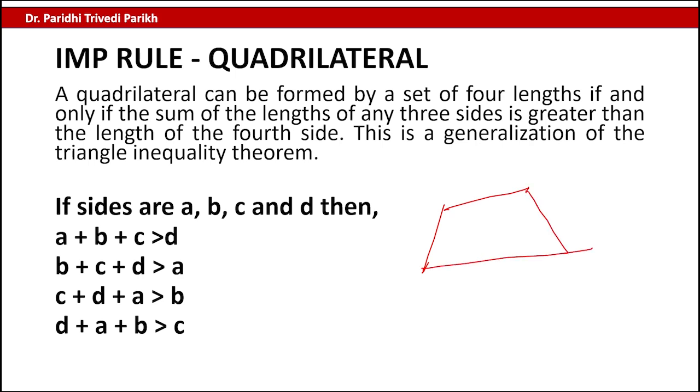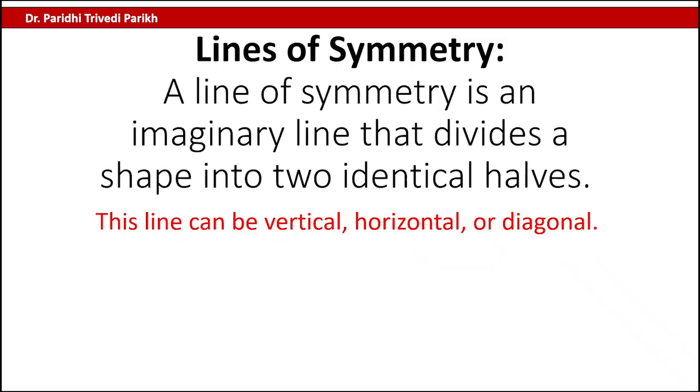Now in a similar way, if there is a quadrilateral and the sides are A, B, C and D, then the sum of any three sides should be greater than the fourth side. That means A plus B plus C should be greater than D. B plus C plus D should be greater than A. C plus D plus A should be greater than B. And D plus A plus B should be greater than C. If this is the case, then and only then the quadrilateral is possible, otherwise it is not.